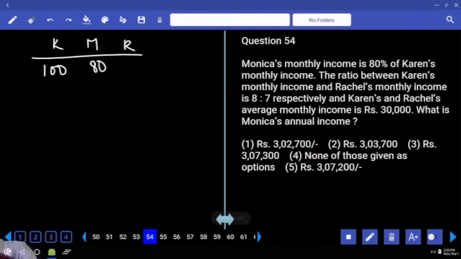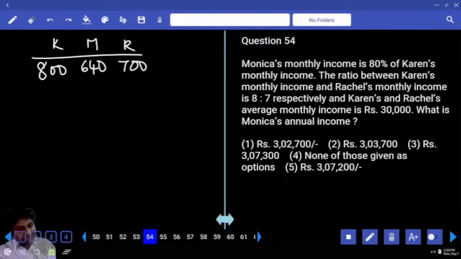Now instead of starting with 100, I'll start with 800. Then 80 into 8 is 640. Then Rachel becomes 700, for readability purposes. Is it okay?